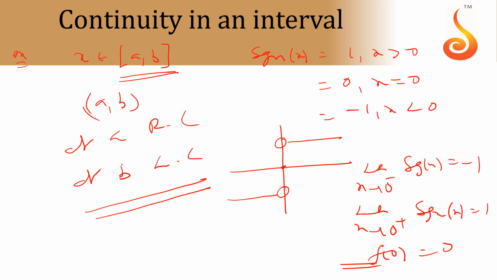Observe carefully. As x is approaching 0 from the left neighborhood of 0, the function is telling that I am approaching minus 1. As x is approaching 0 plus, meaning from the right neighborhood, the function is saying that I am approaching plus 1. But the functional value at 0 is 0. That's why it is neither left continuous nor right continuous. And you cannot remove this discontinuity because signum is already defined. So we cannot remove it.